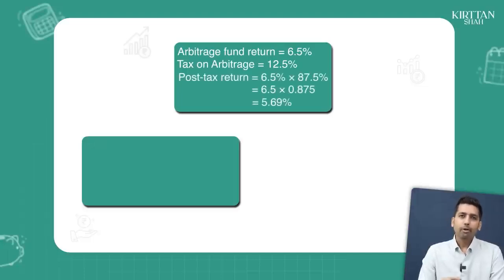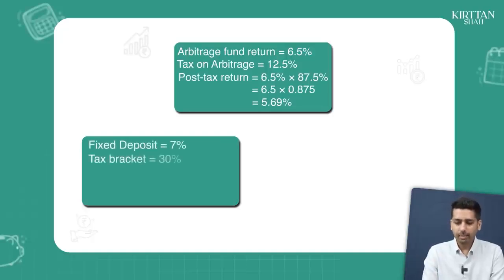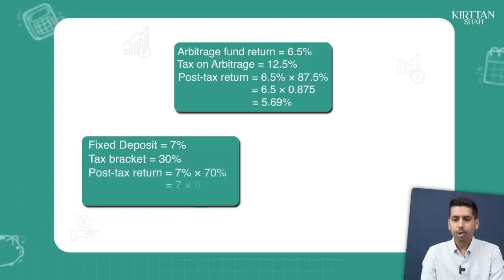Now, suppose your fixed deposit is paying you 7%, and you are in the 30% tax bracket, which means you are going to get 70% back. What you are getting is only 4.9. So even if your fixed deposit pays you 7%, what you are getting in hand is 4.9. And in the arbitrage fund, when it makes you an average of 6.5%, still post-tax you are making 5.7 in hand because it has the advantage of equity taxation.